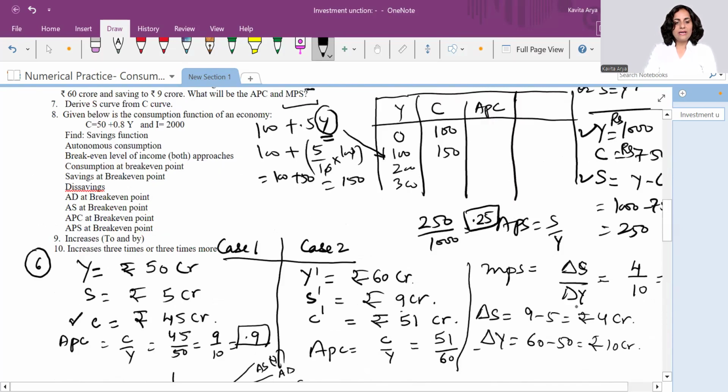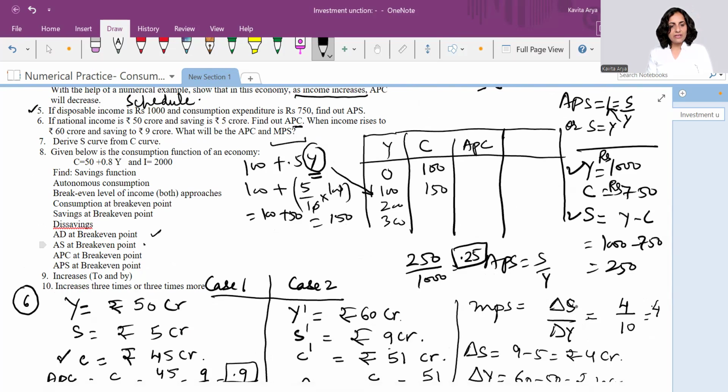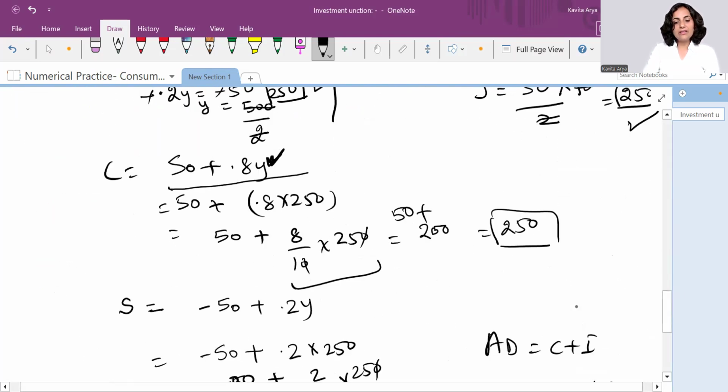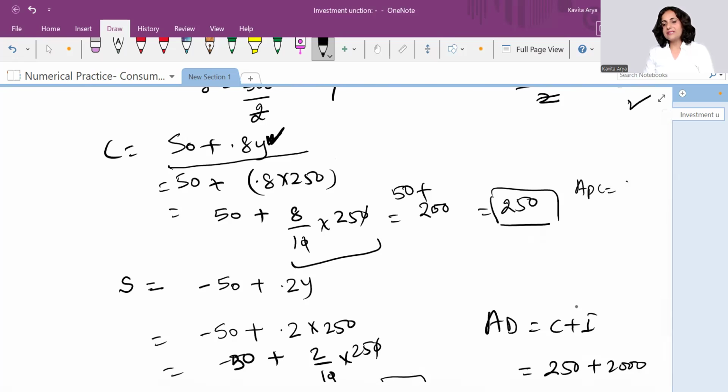Fine. So let us see, have we done everything? We have found AD at break even, AS at break even, this savings, consumption, break even by two approaches, savings function, autonomous consumption. APC and APS can also be found if we are having the values, right? APC is nothing but C by Y. So APC is equal to 1 because it is 250 by 250.